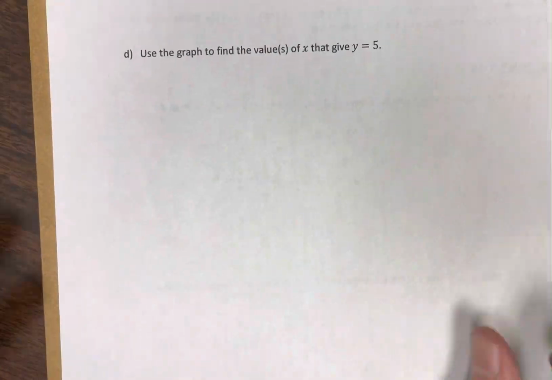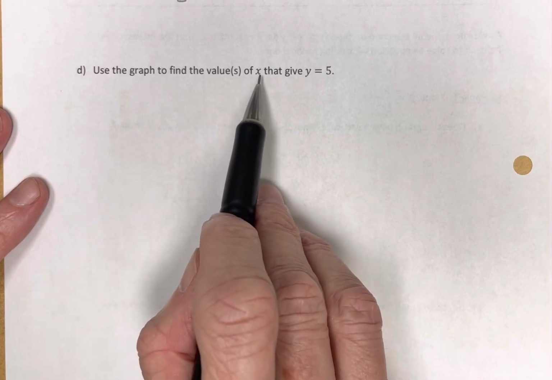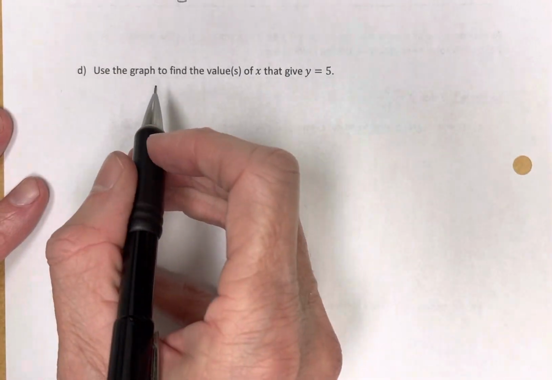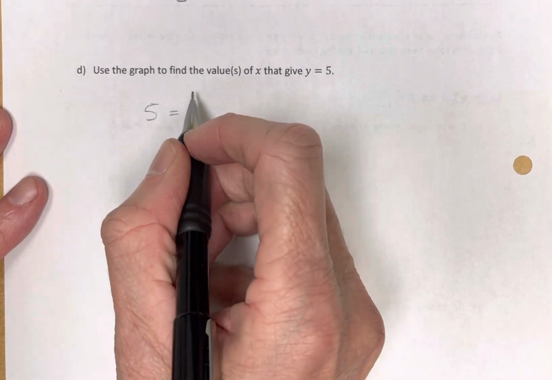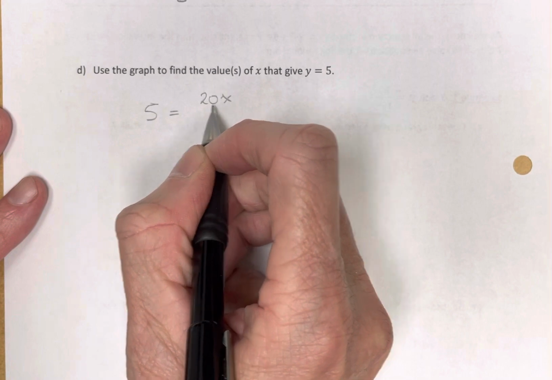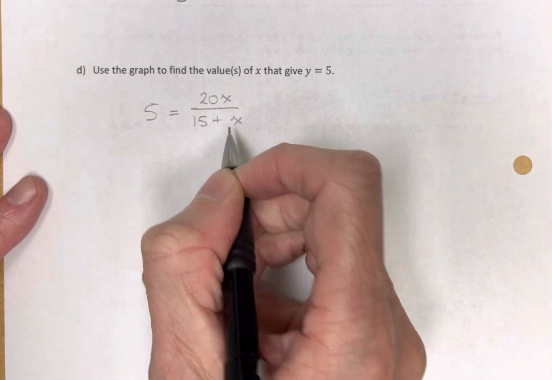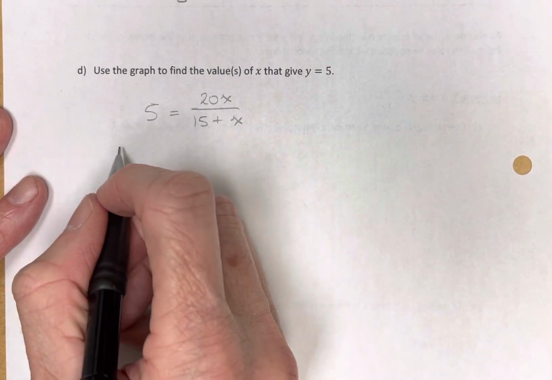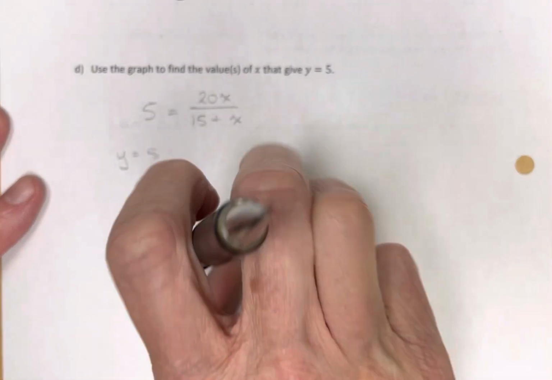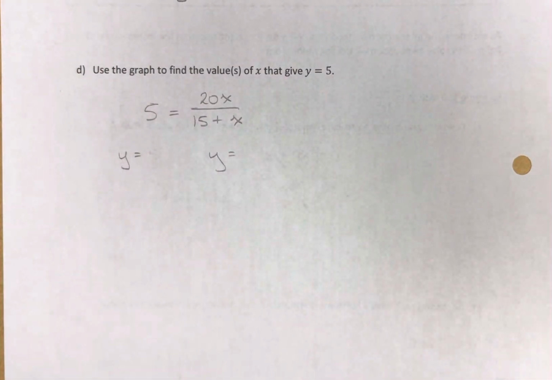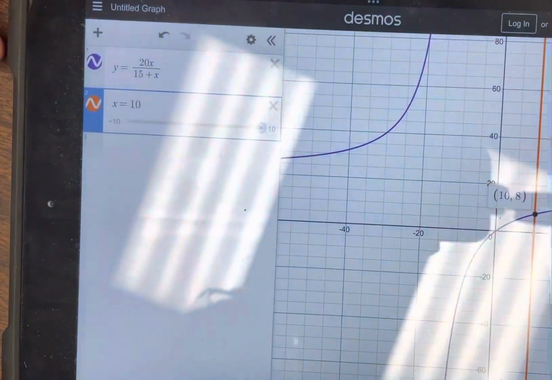Finally, we're going to do this one with the graph only. Use the graph to find the value or values of x that give y equals 5. So we want to know when y is 5, what are the values of x? Intersection method: y equals left and y equals right. Let's see what we come up with for the values of x that give a y of 5.